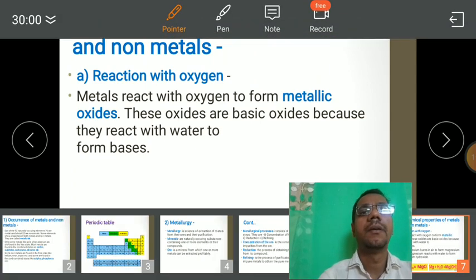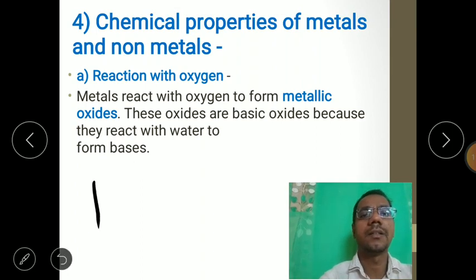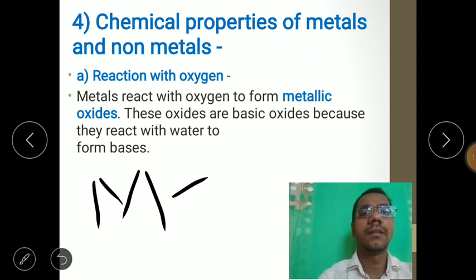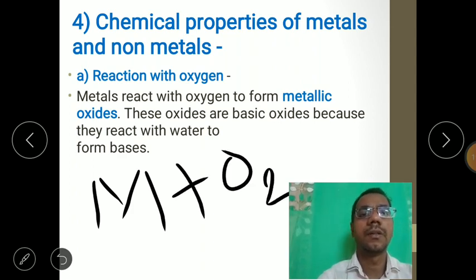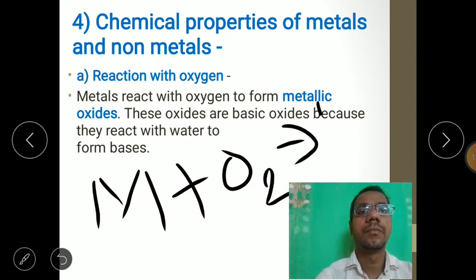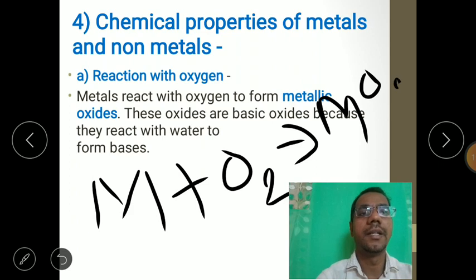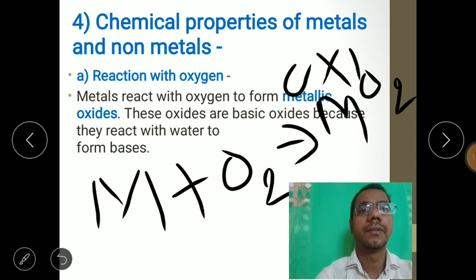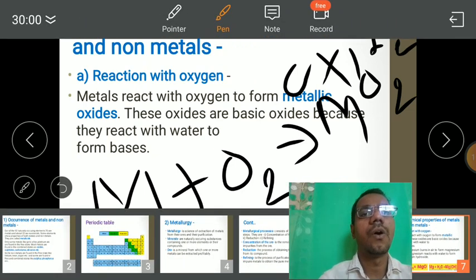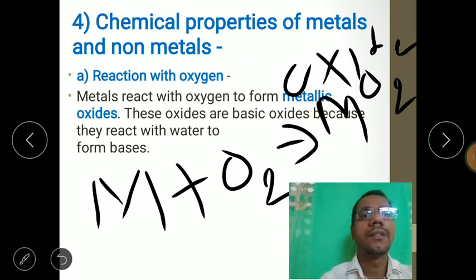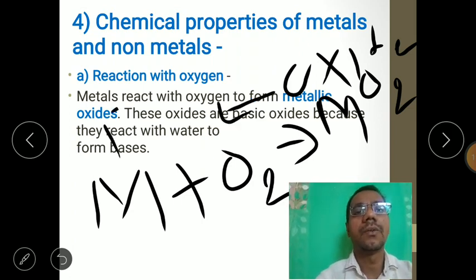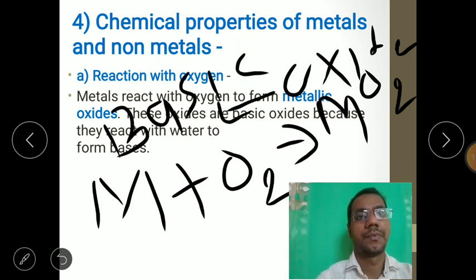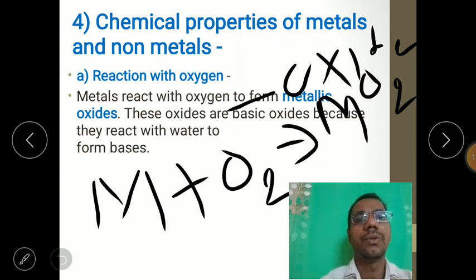Again, I am revising this point. Suppose we have a metal. What is meant by the oxides? They react with the oxygen to form oxide. So this is nothing but the oxide. And these oxides are basic in nature. What is the nature of this oxide? These oxides are basic in nature. What is meant by basic? I will explain what is meant by basic.